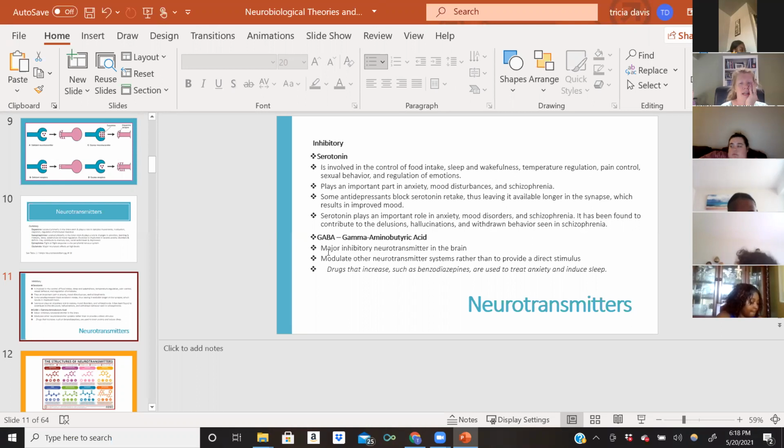And then GABA, it is a major inhibitory neurotransmitter in the brain. It modulates other neurotransmitter systems rather than directly stimulating them. They have a modulatory effect on them. They don't directly stimulate them, they work through other processes. So we see them in drugs that can increase the GABA in our body. Benzodiazepines do this, and we can use them to treat anxiety and also induce sleep.